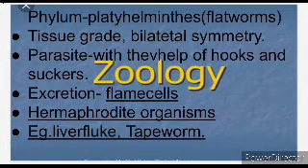The third phylum is Platyhelminthes, otherwise flatworms. The 9 phyla of invertebrata are arranged according to the level of organization, so we cannot change the order. First is Porifera, second is Coelenterata, and third is Platyhelminthes. Now we see the body organization: the level of organization here is also tissue grade.